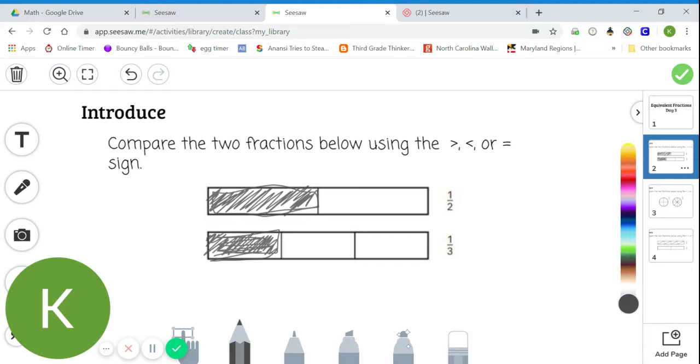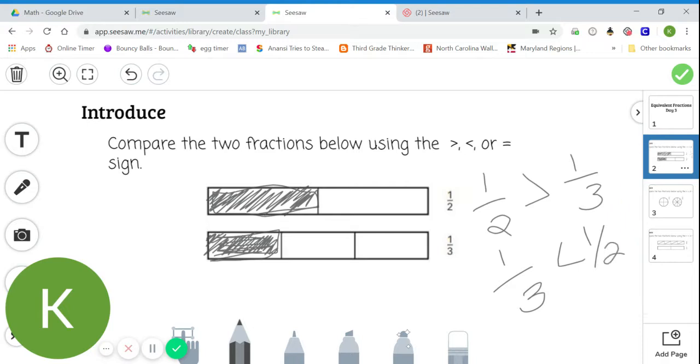When I look at these two fractions, I can tell that 1/2 takes up more of the fraction bar. I know this is a fair comparison because the fraction bars are the exact same size, so my comparison is going to be equal. Because 1/2 takes up more of the fraction bar, that means 1/2 is greater than 1/3, or 1/3 is less than 1/2.